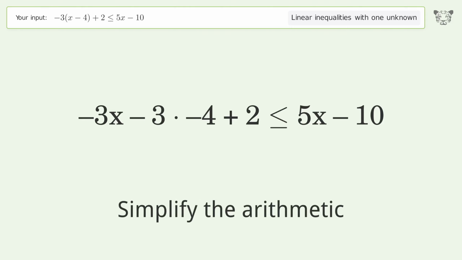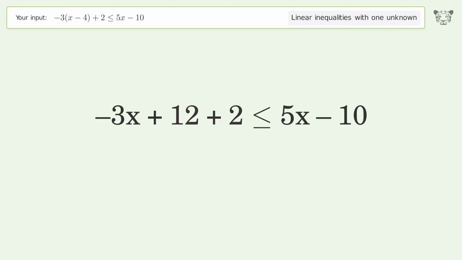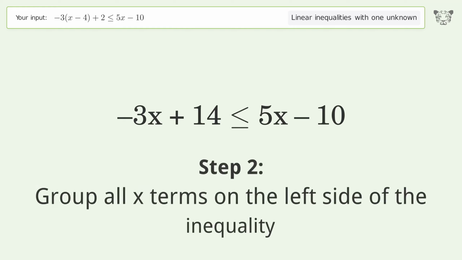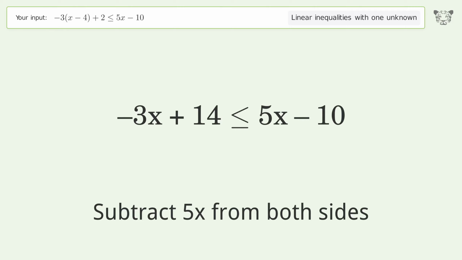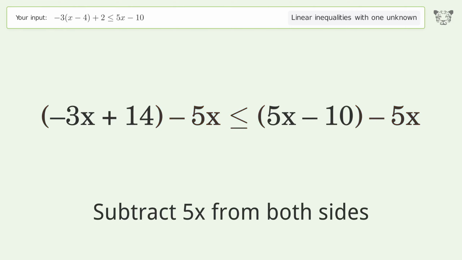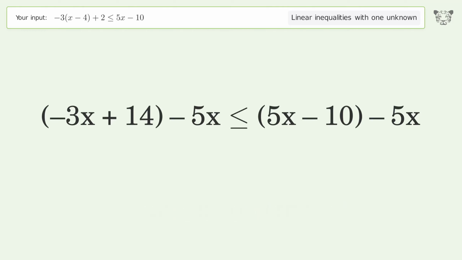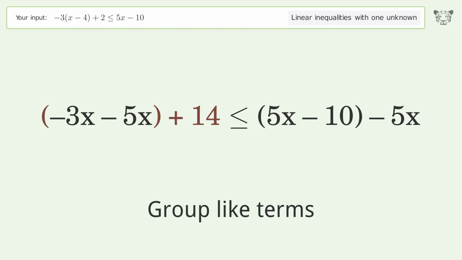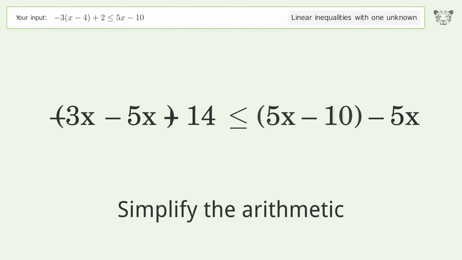Simplify the arithmetic. Group all x terms on the left side of the inequality. Subtract 5x from both sides. Group like terms. Simplify the arithmetic.